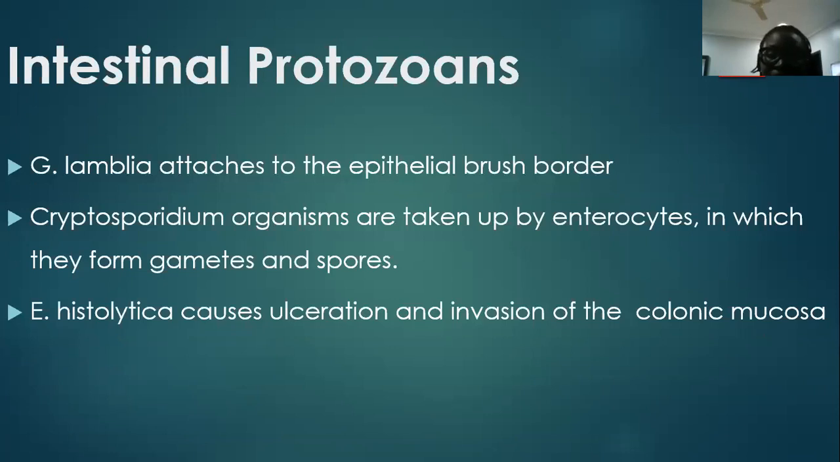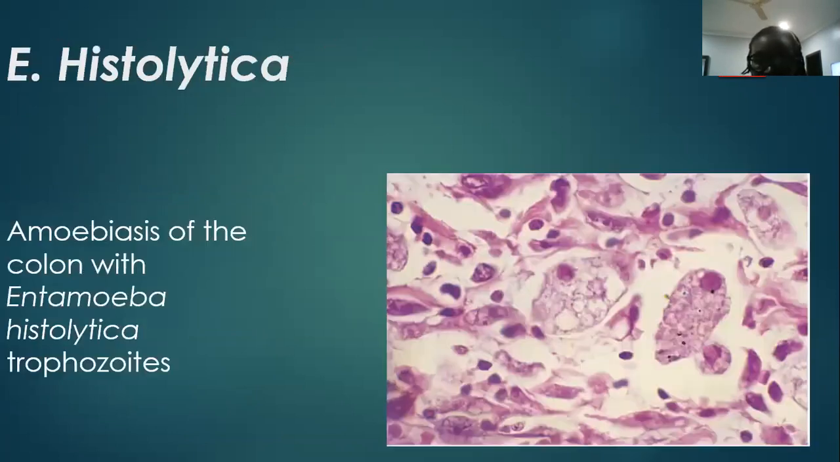So an organism like Giardia lamblia will attach to the epithelium and invade it and cause bleeding. Then some can cause ulceration, and some would be taken up by the enterocytes or the enteric cells and cause gametes and then form spores. The spores will be the infectious agents, which when they are passed in the fecal matter and then there's improper disposal, can propagate the infection further. So this is Entamoeba histolytica, which causes amoebiasis.